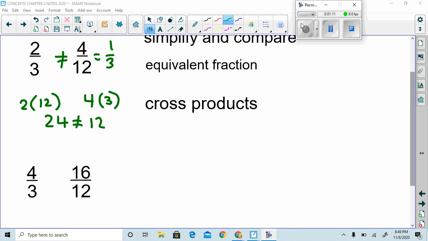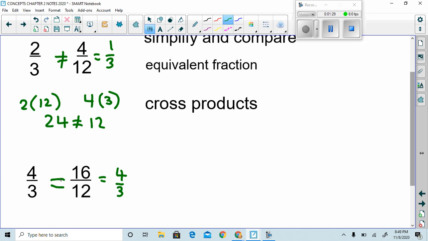In my second example, again, I look at the one on the left, and that fraction cannot be simplified, but the one on the right, if I divide them both by 4, I'll get 4/3. And you see that that, in simplest form, is equal, so these two form a proportion.